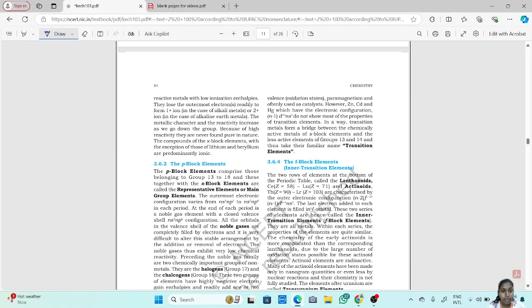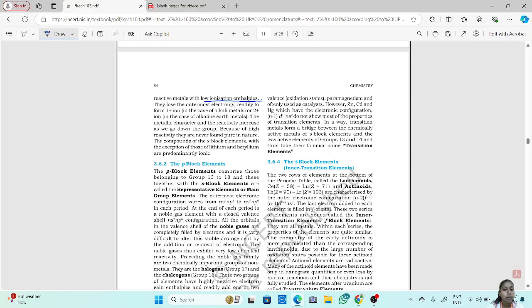Now they all are reactive metals with low ionization enthalpies. Ionization enthalpy is covered in this chapter, but here to understand I will explain it to you in brief, and then once we do that part I will explain it in detail. Ionization enthalpy is basically the energy that is required to remove one electron from that orbit. So s orbitals have low ionization enthalpy. That means they require very less energy to remove an electron.